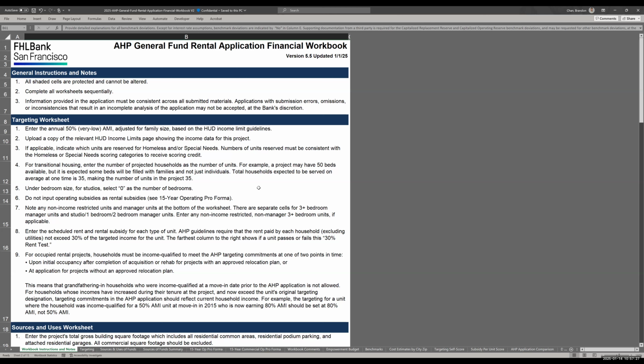Thank you, Brandon. The first sheet we'll look at is the Instructions and Notes worksheet. We highly recommend that you review this worksheet while you complete your workbook. It contains a lot of helpful instructions and policy guidelines. Next, we'll look at the targeting worksheet.